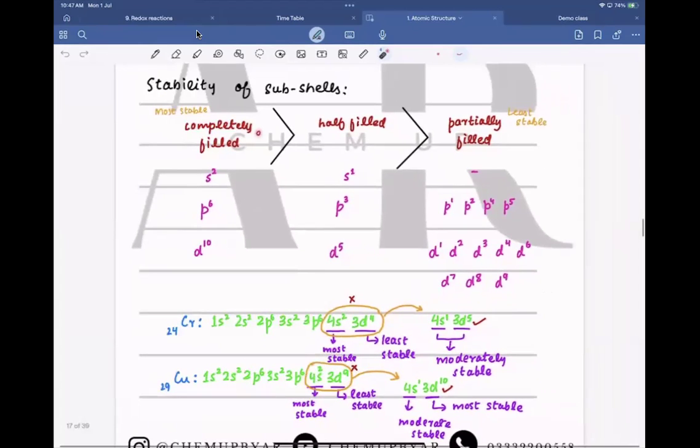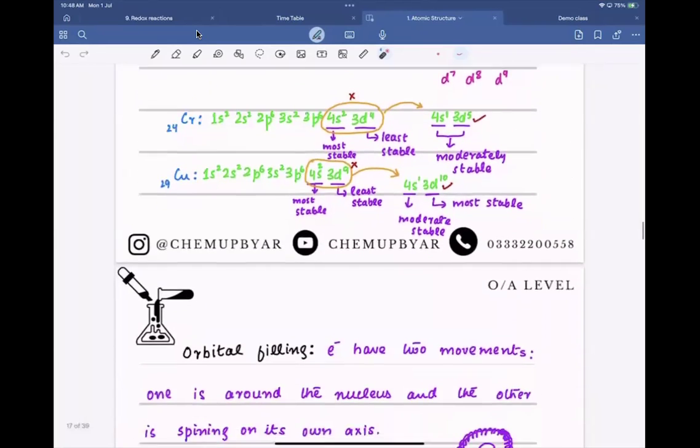So this is the stability rule: if the orbital is completely filled, like S has 2 electrons, P has 6 electrons, and D has 10 electrons, then it is most stable. And if they are half filled, like S has 1 electron, P has 3 electrons, and D has 5 electrons, then it is moderately stable. S has no partially filled situation; either it is half filled, completely filled, or vacant. P and D have partially filled situations, and in all of these, it is considered least stable. Is this clear? Yes, sir. Okay.